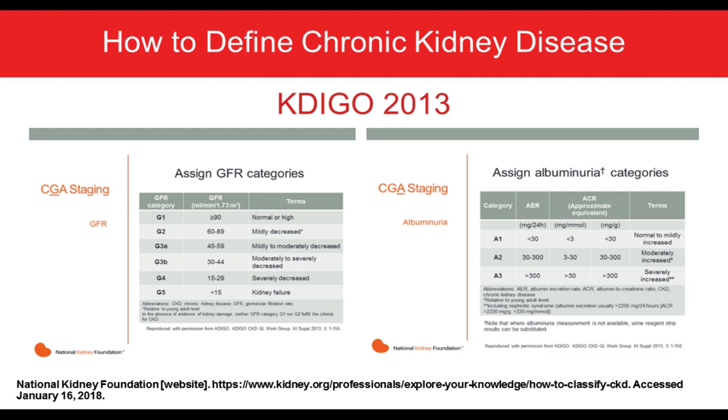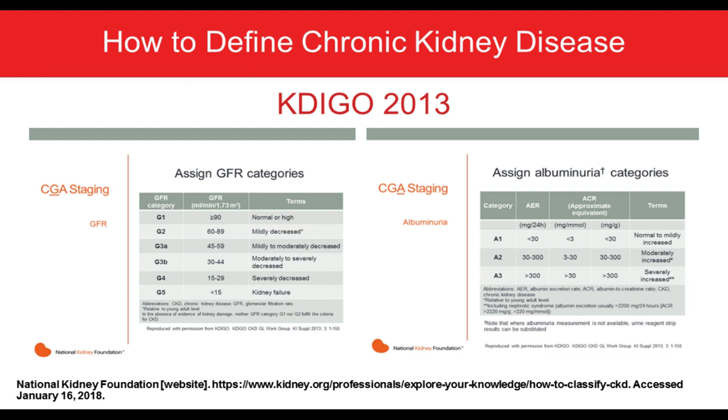KDIGO in 2013 put out this classification for chronic kidney disease, dividing them into 5 stages. If your kidney functions are above 90, it's normal or high. 60 to 90 is mildly decreased, G2. G3 is when you have 30 to 60 ml per minute of GFR, and G4 is 15 to 30, and G5 is less than 15. So patients who have GFR below 60, they are definitely more prone for having kidney disease.